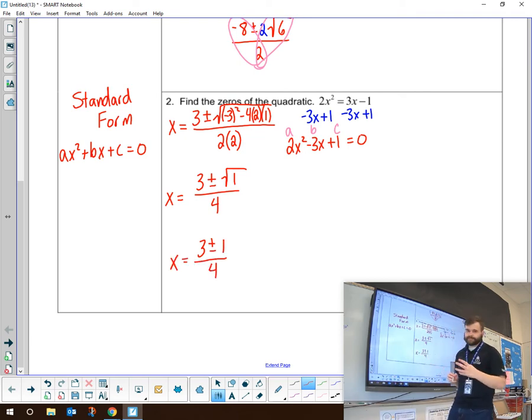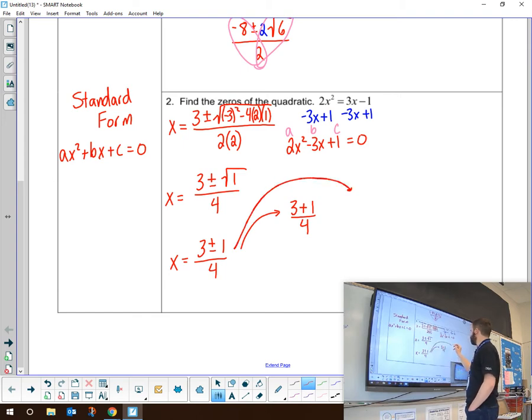Okay, now here's the deal. Remember how I said there's technically two answers. If we're left with something that can combine, we need to split it up into two different equations to get my two separate answers. So I'm going to split this into two. One of them will be 3 plus 1 over 4, and the other will be 3 minus 1 over 4.